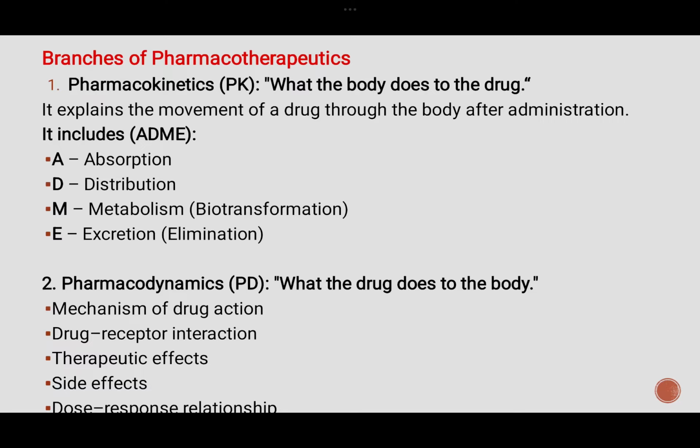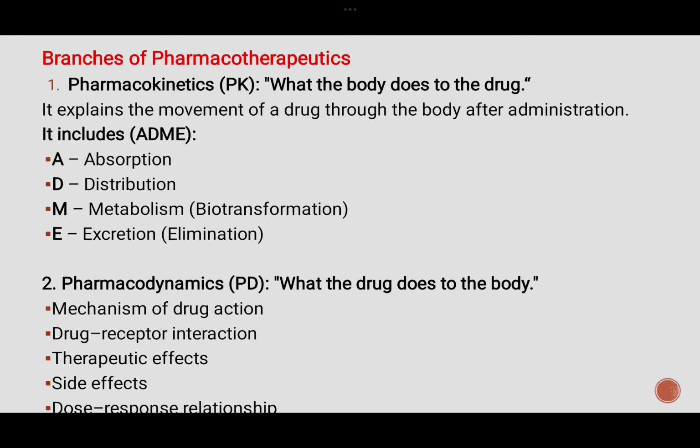For example, after taking an antibiotic, it reaches the infected area through blood and starts working. So, distribution means the movement of drug from blood to body tissues. Then M means metabolism or biotransformation.